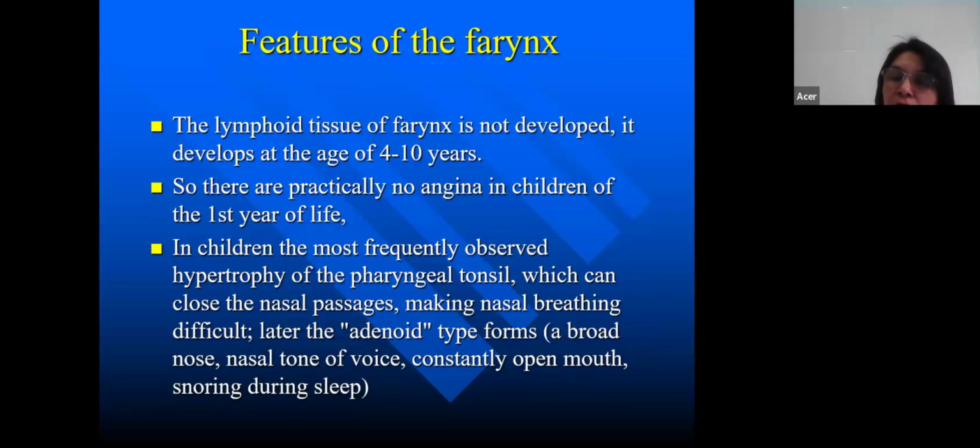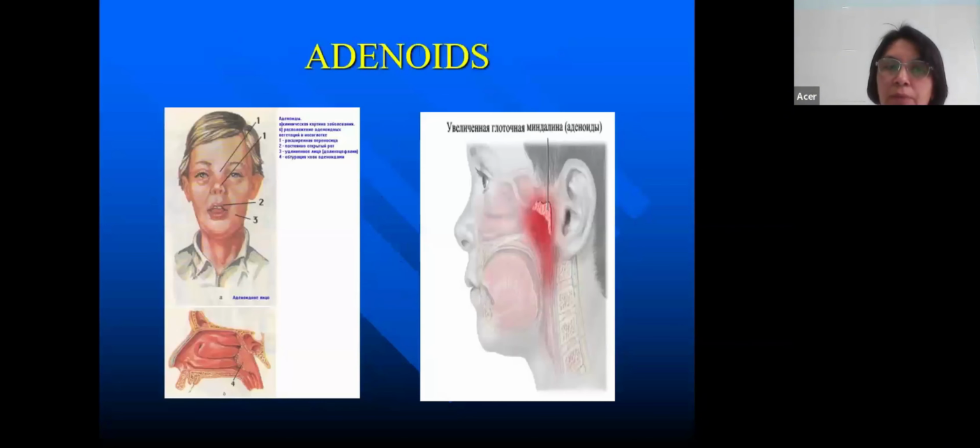Due to hypertrophy of the pharyngeal tonsil, an adenoid type of face forms: broad nose, nasal tone of voice, constantly open mouth, snoring during sleep. On this picture, you can see this adenoid type of face and hypertrophy of the adenoid gland.